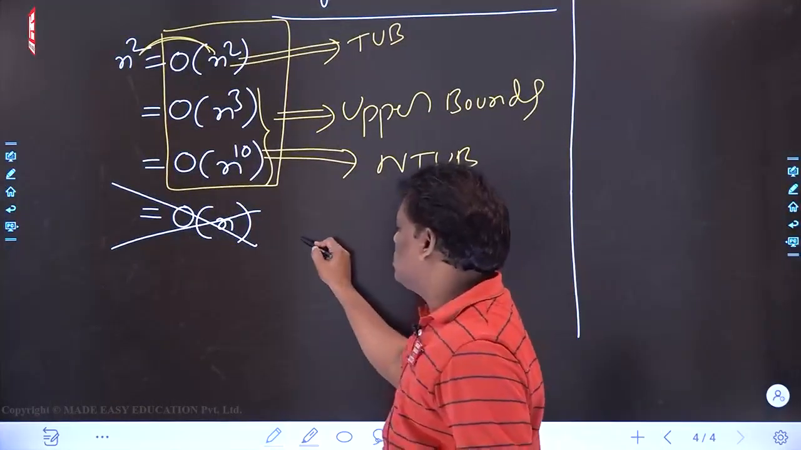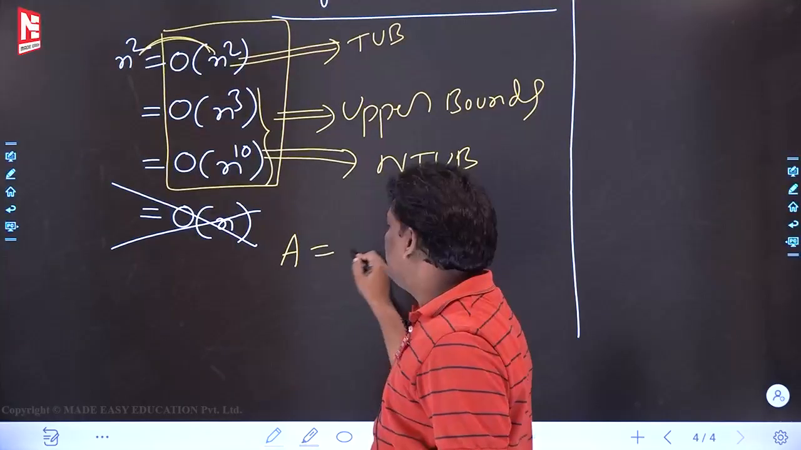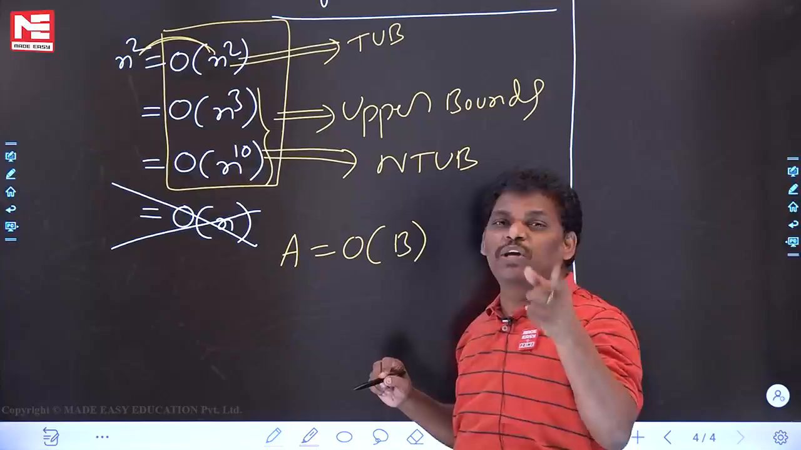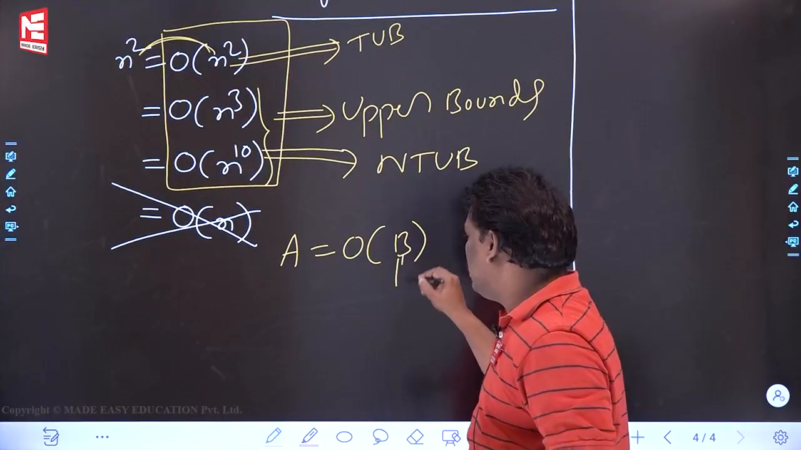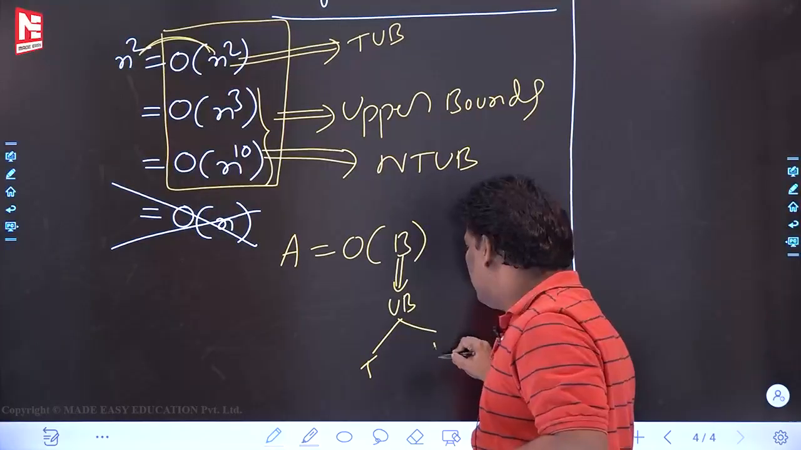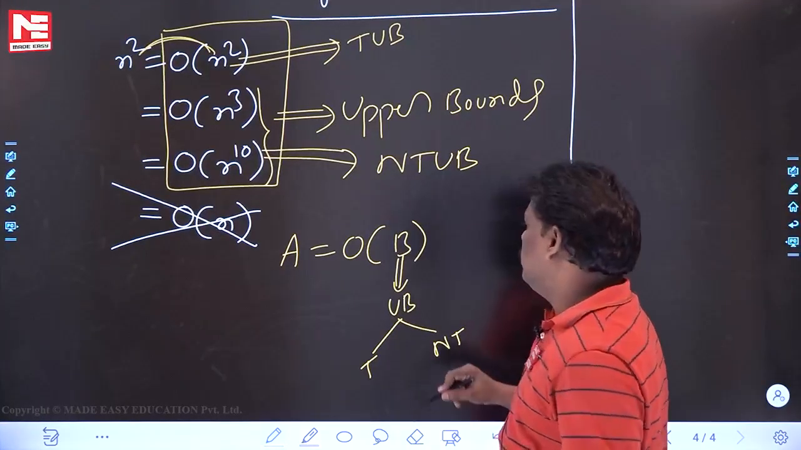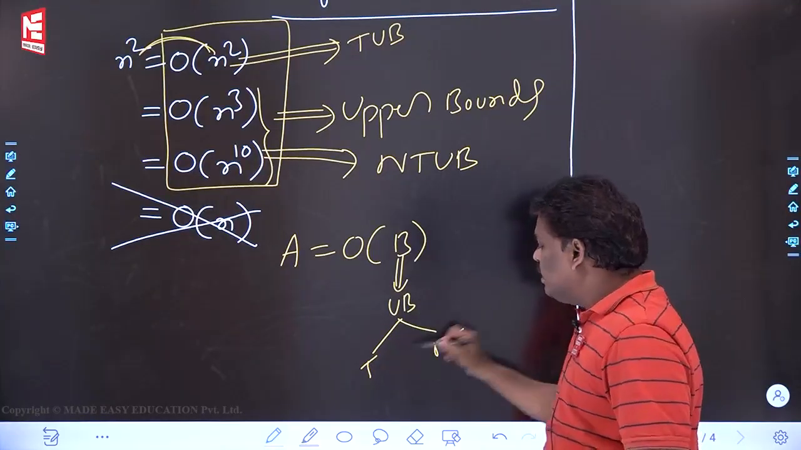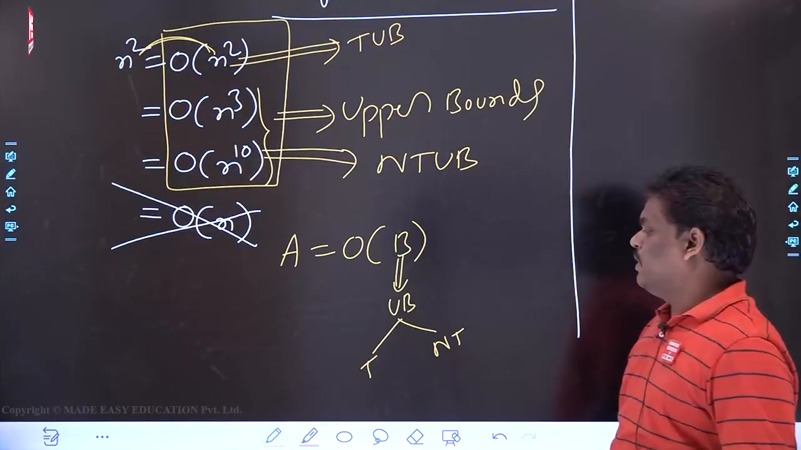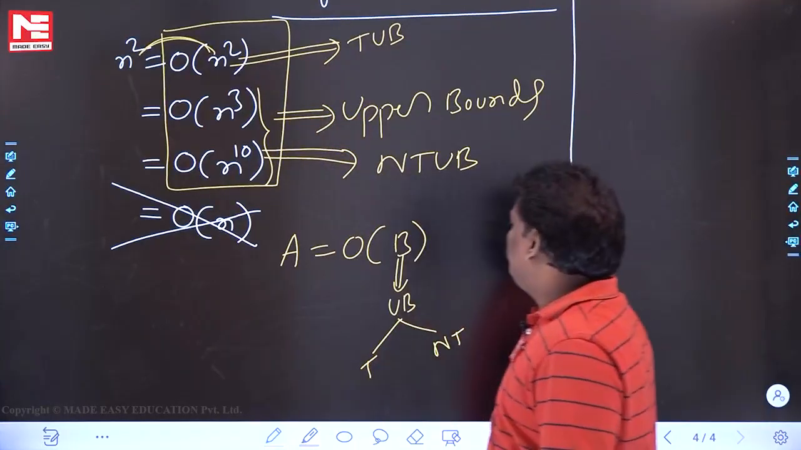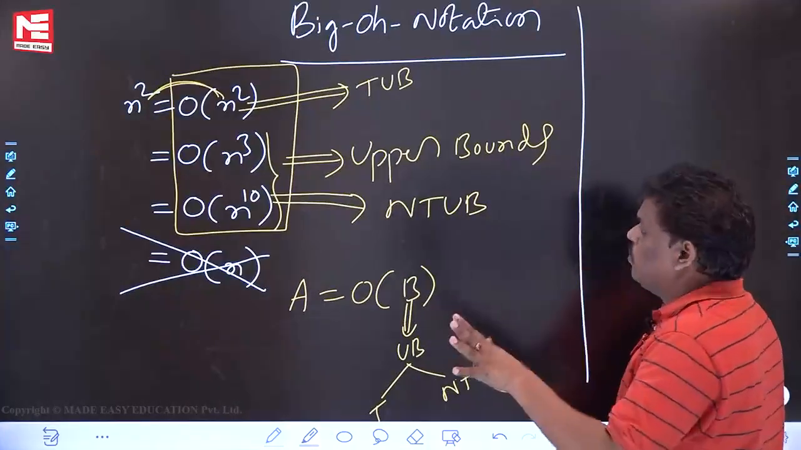See the final conclusion. A is big O of B. What is the meaning? This B is an upper bound, which may be tight, which may not be tight. So the purpose of big O notation is upper bounds.